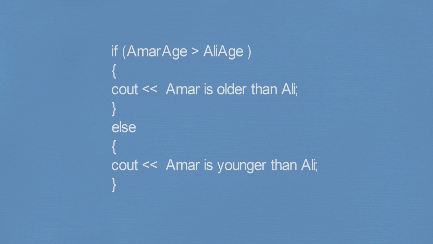In this construct, the program checks the condition in the if statement. If the condition is true, then the line Amar is older than Ali is printed. Otherwise, if the condition is not true, the statement related to else is executed and the message Amar is younger than Ali is printed. Here in the if else structure, an important thing is that the else part is executed for all the cases, or conditions, other than the case which is stated in the if condition.